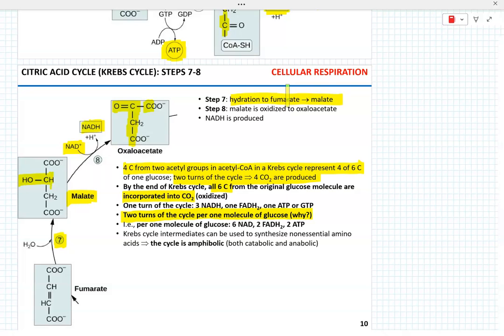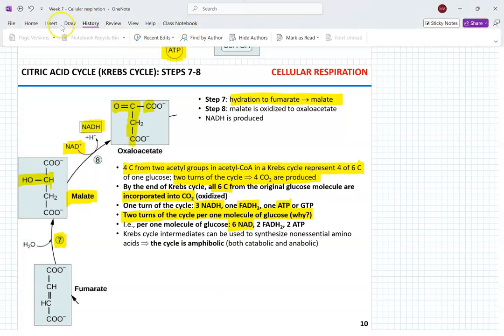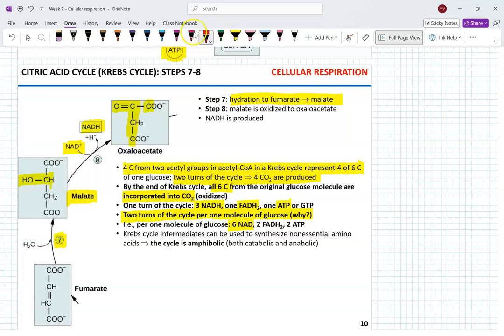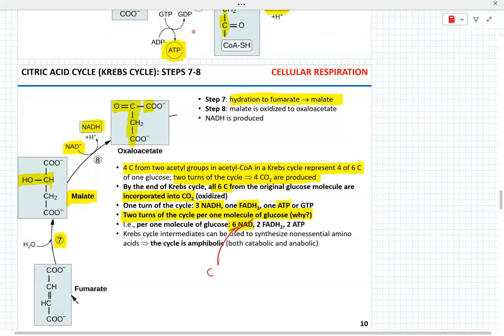1 turn of the cycle produces 3 molecules of NADH, 1 molecule of FADH2, and 1 molecule of ATP or GTP. Therefore, per 1 molecule of glucose, 2 turns of the cycle will produce 6 molecules of NADH, 2 molecules of FADH2, and 2 molecules of ATP. I made a typo on the slide, so I'm correcting myself here.